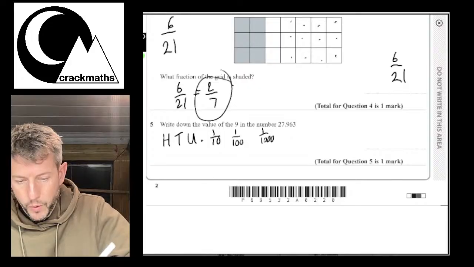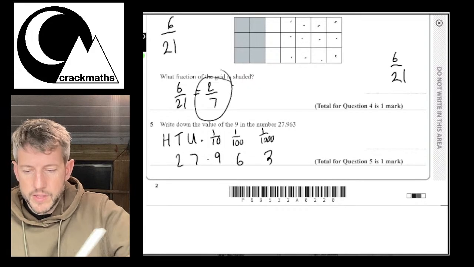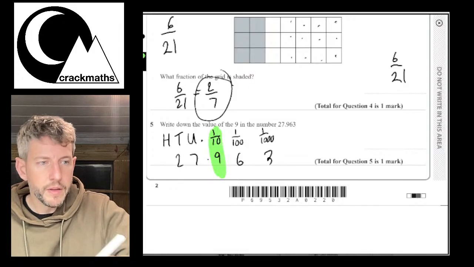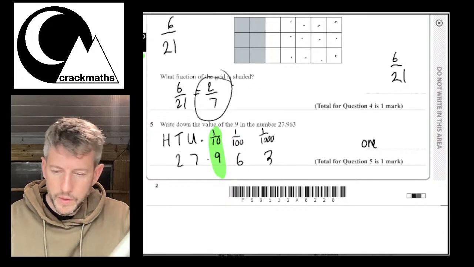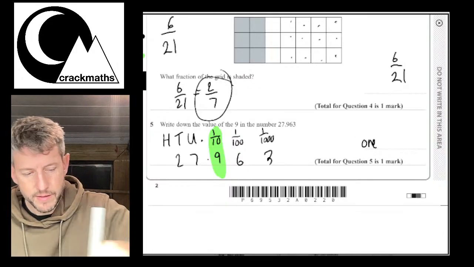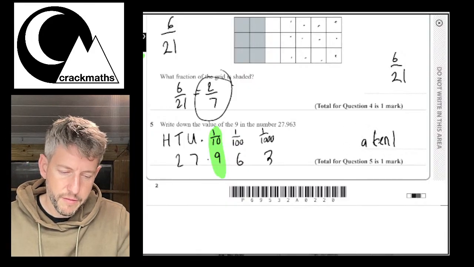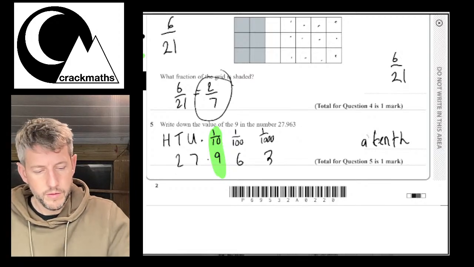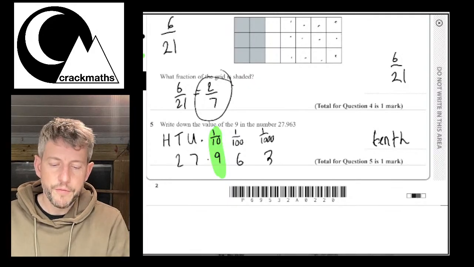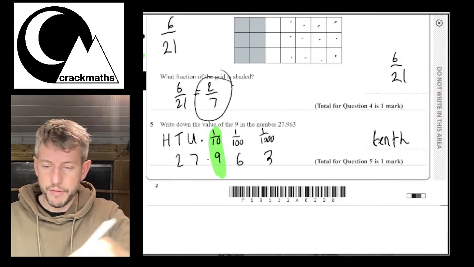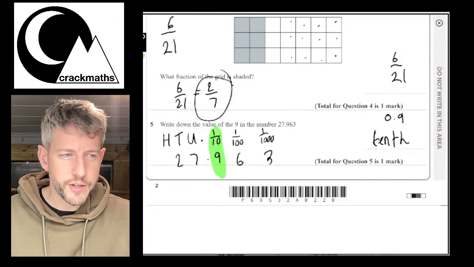So 27.963. So the 9 is in the tenths column. So the value of the 9 is a tenth. Let's call it tenths. I think get rid of the A actually, because that just sounds like it's 1. It's actually 9/10. So the value of the 9 is a tenth. Or maybe we could say 0.9. It's a funny question. Let's move on.